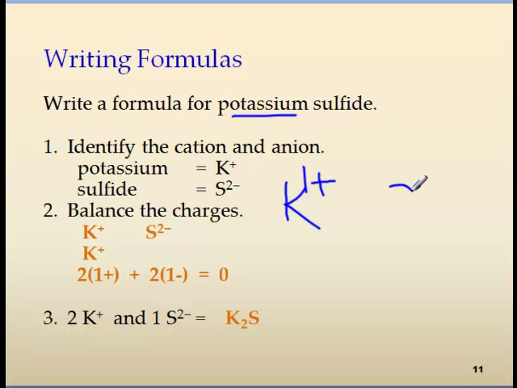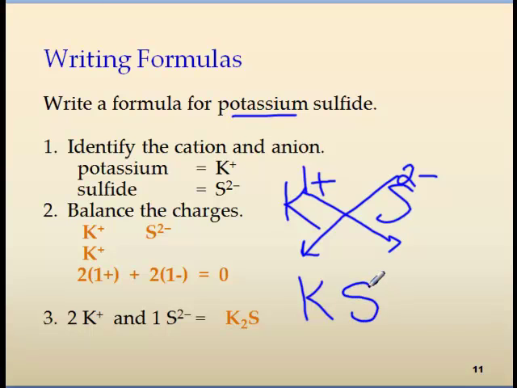Sulfur, on the other hand, is present in group 6. So elements that are present in group 6 need 2 more electrons. That means it will be 2 negative. So we have potassium, which is 1 plus, sulfur, which is 2 minus, and if I do the cross your heart method, I come up with the formula.